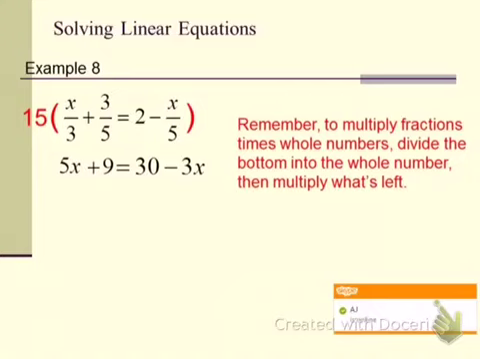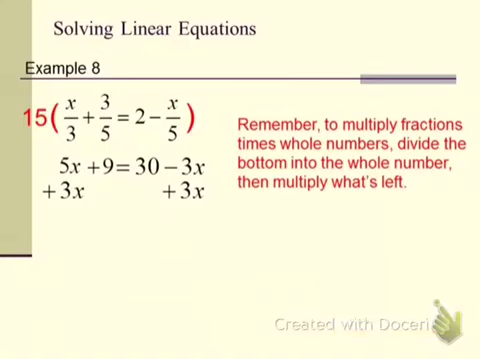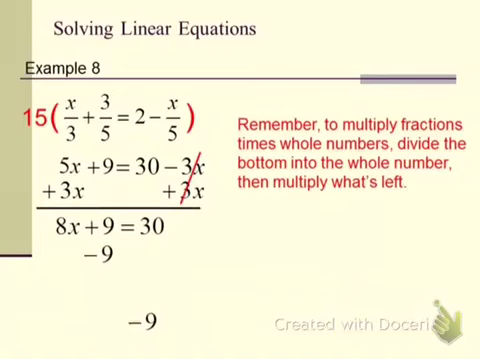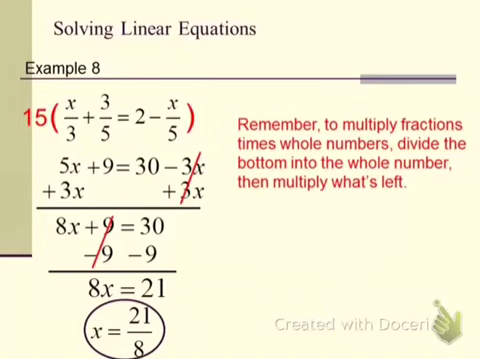What's the next step? Add 3x to both sides, and that will give us 8x plus 9 equals 30. Subtract 9 from both sides, and that gives us 8x equals 21. Then you divide by 8, and you get x equals 21 over 8.